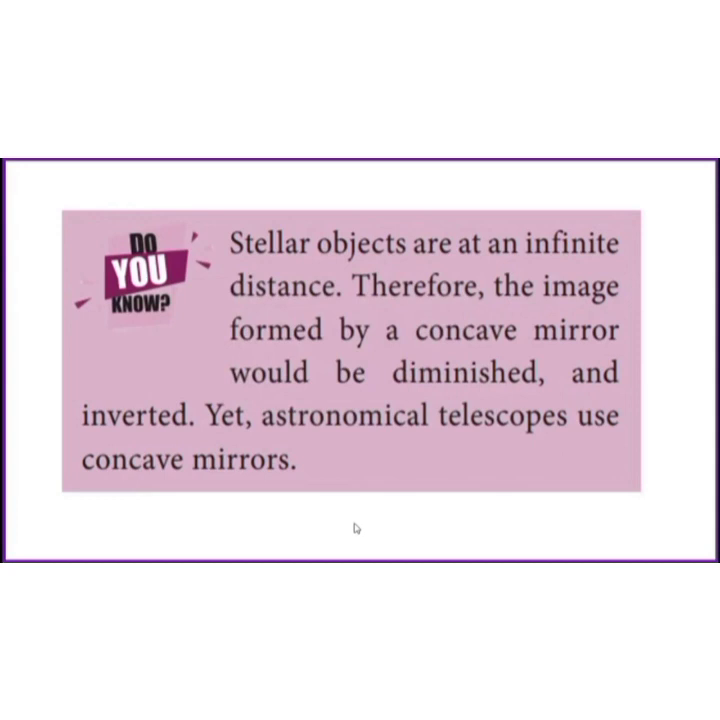Then stellar objects are at an infinite distance. Therefore, the image formed by a concave mirror would be diminished and inverted. So stellar object means it is relating to a particular star or stars. The size is diminished. It is inverted, upside down. Astronomical telescopes use concave mirrors. Astronomical telescope means any telescope designed to collect and record electromagnetic radiations from the cosmic sources.